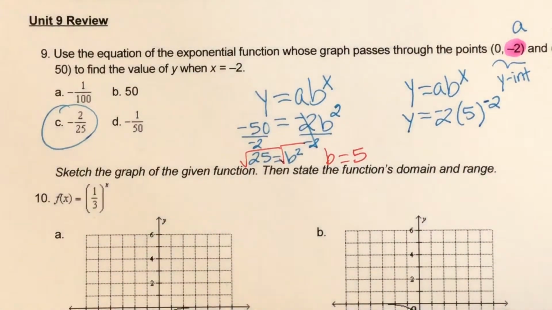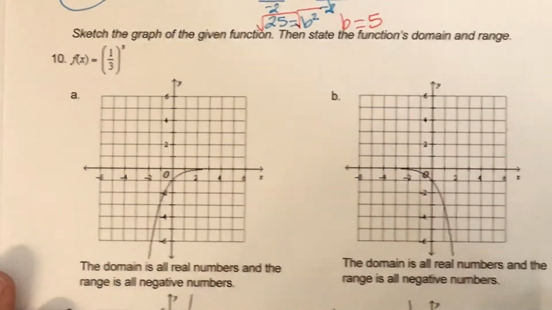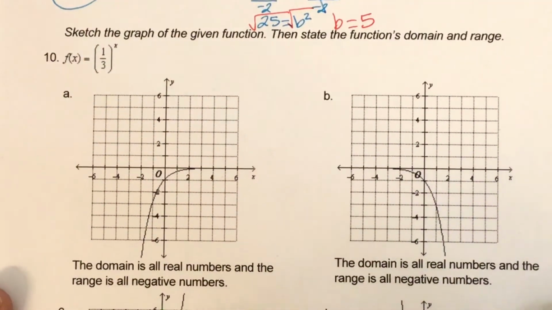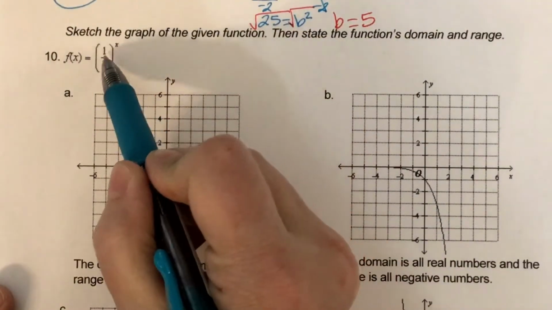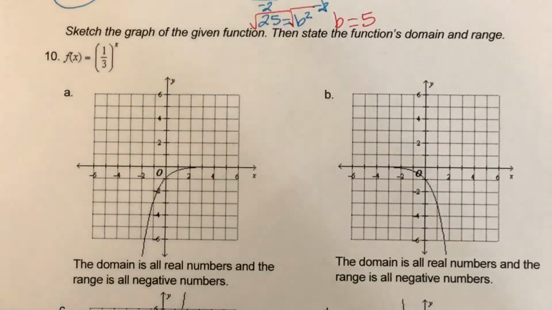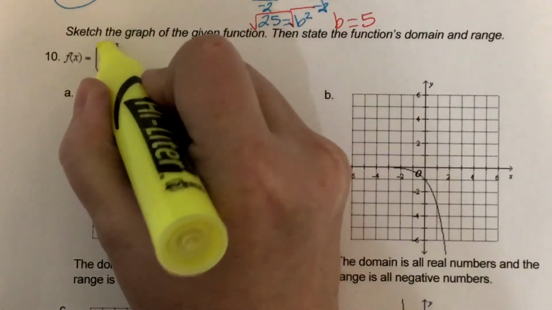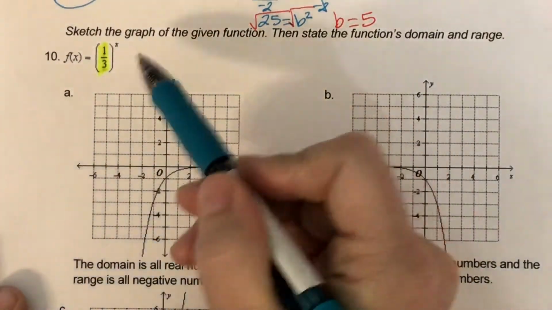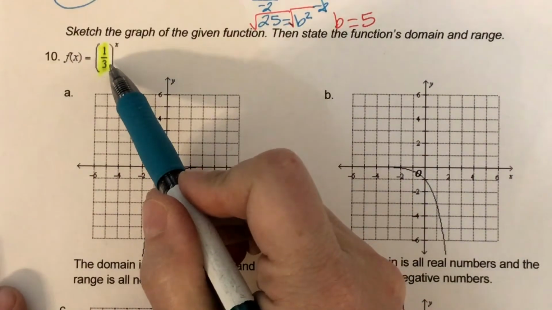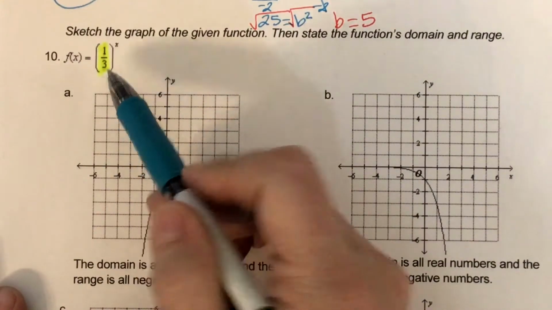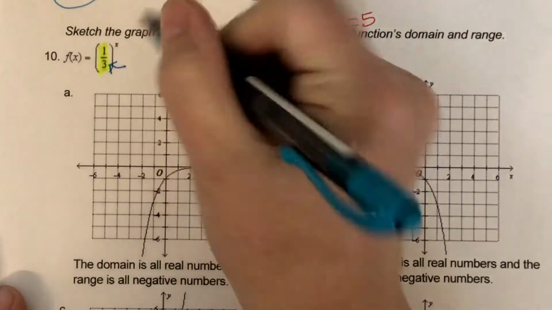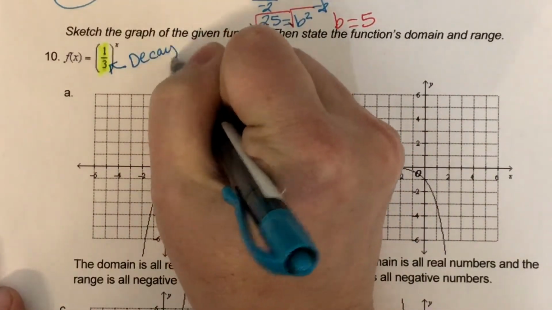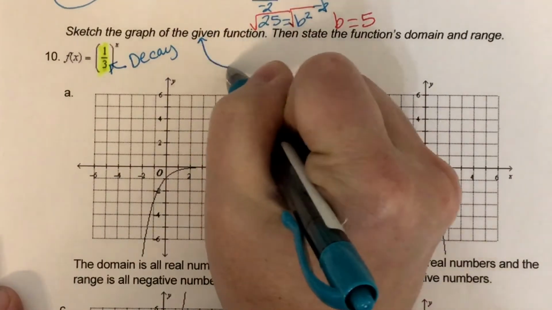Let's continue on. All right, it wants me to sketch the graph of this and state the domain and range. Okay, so remember whatever's under the exponent, first of all, it's called your b. It's your base. And if this number is bigger than 1, we have growth. Is this bigger than 1? No. So since this is not bigger than 1, it's somewhere between 0 and 1, this means this graph is decay. And decay goes like this.